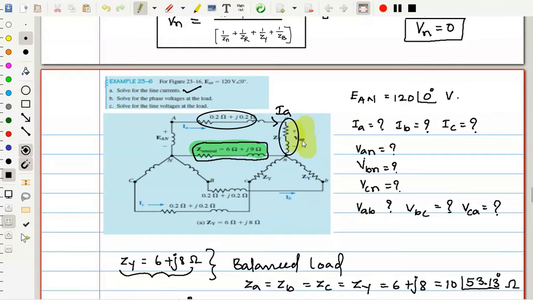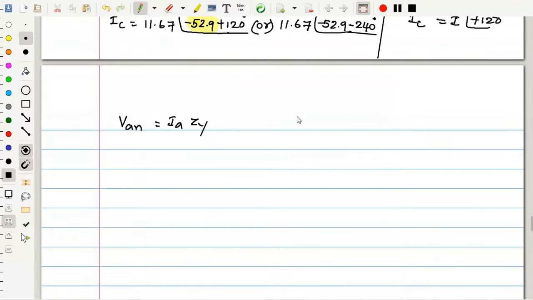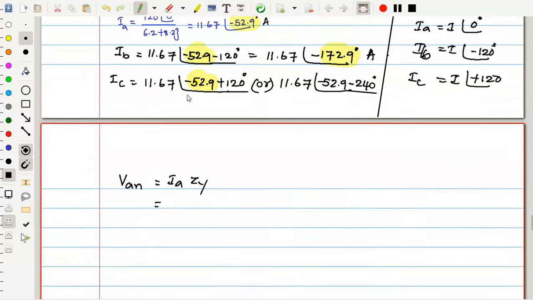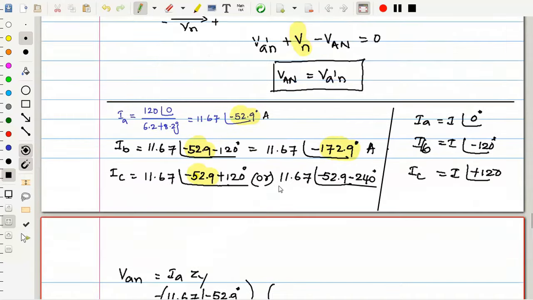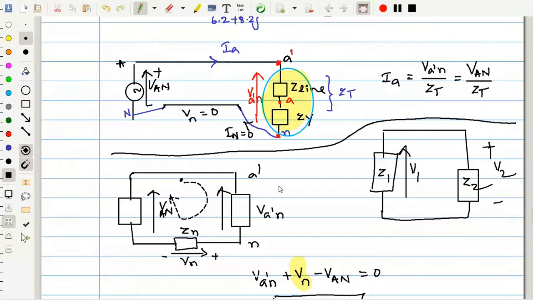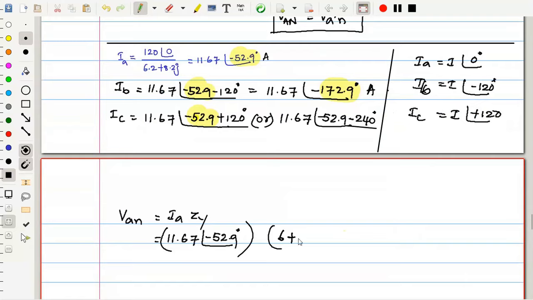Now IA into ZY is VAN. So let me put those values here. IA is how much? Just now we calculated: 11.67 at an angle of minus 52.9. Don't forget the angle. If you do that, then you will get the wrong answer. So ZY is equal to ZY, now only ZY, not the line combination. Z is 6 plus 8j. Now can you tell me this answer?